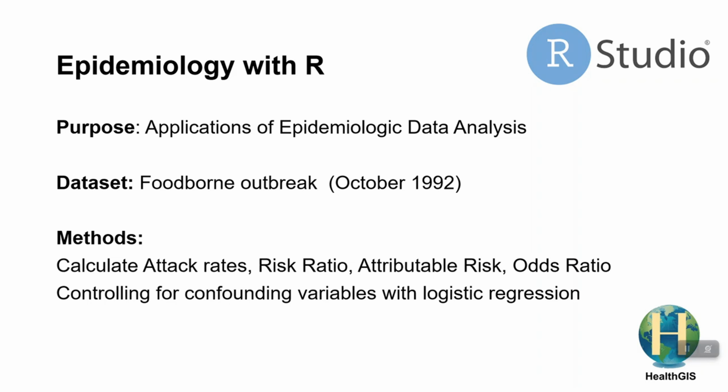We will use EpiR package, a powerful tool for applied epidemiology analysis. Then we will learn how we can control for confounding variables using logistic regression model and calculate estimated odds ratio and their 95% confidence interval. So these methods are commonly used in outbreak investigation, surveillance, and risk assessment to evaluate potential sources of an outbreak. Let's get started.